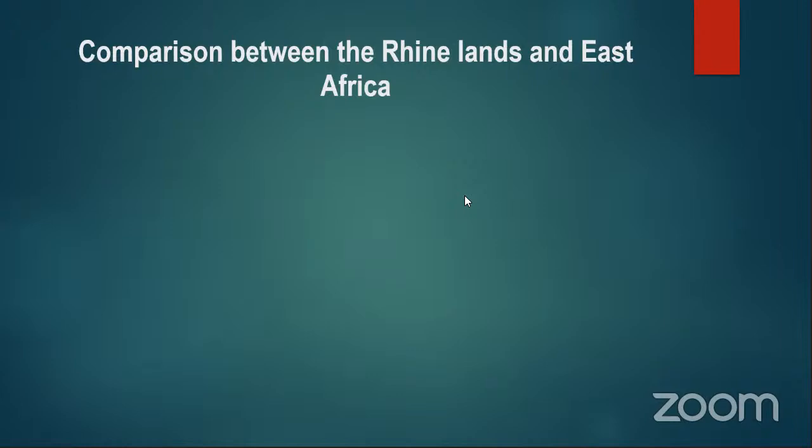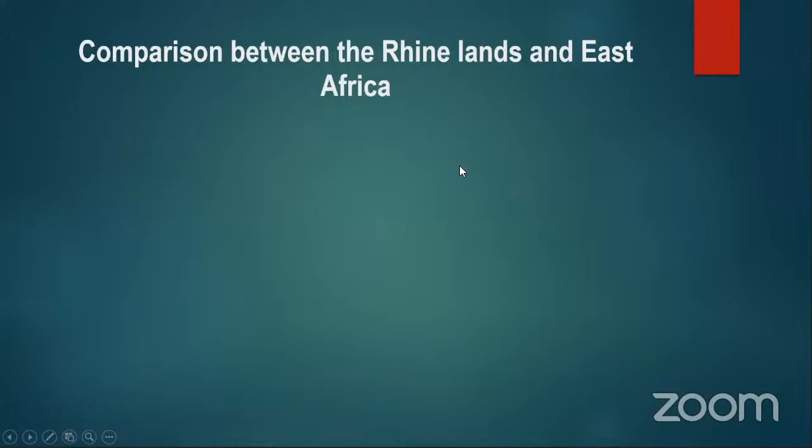We are saying if you compare the size of the Rhineland, the 5 countries, it is smaller than East Africa. It is even smaller than a country like Tanzania or Kenya. Germany, which is the biggest country in the Rhinelands, is only slightly bigger than Uganda. I want us to learn this comparison.